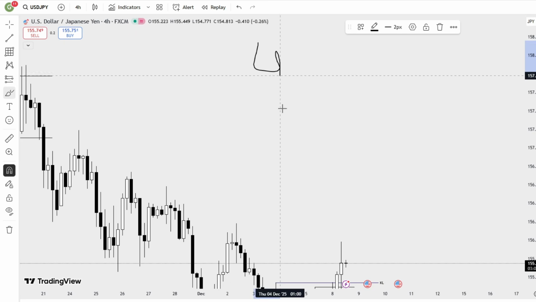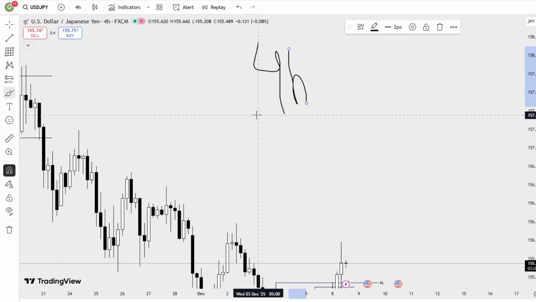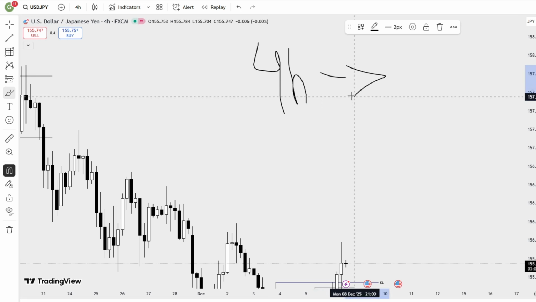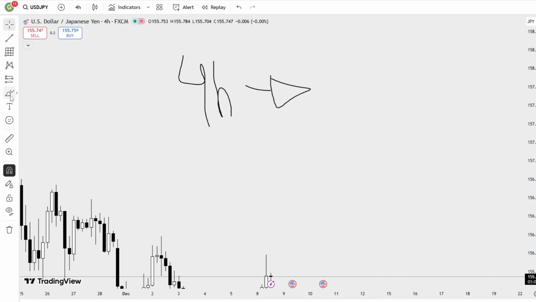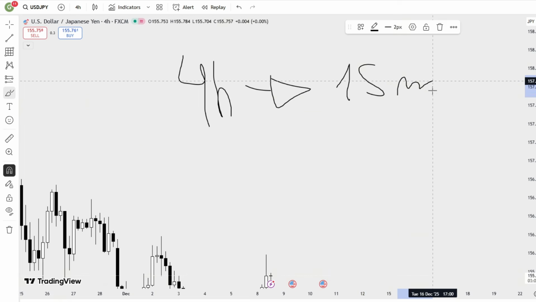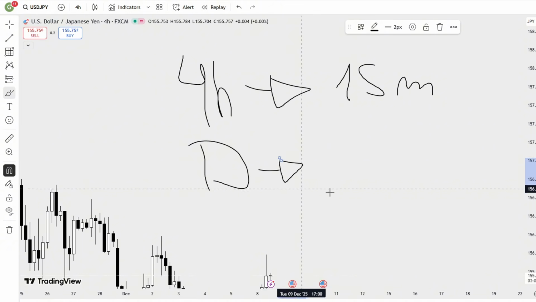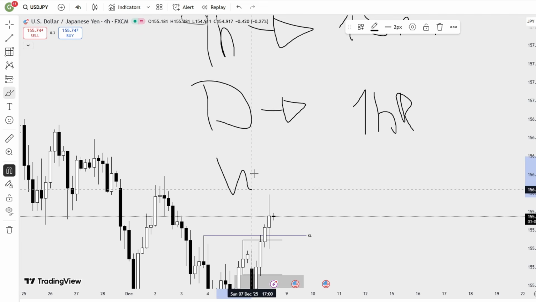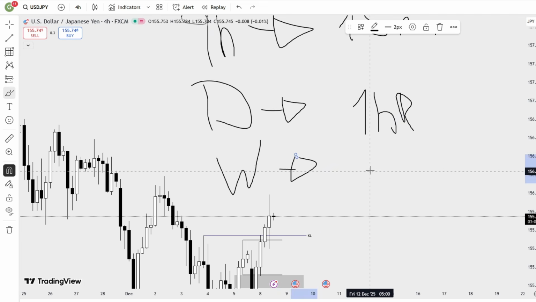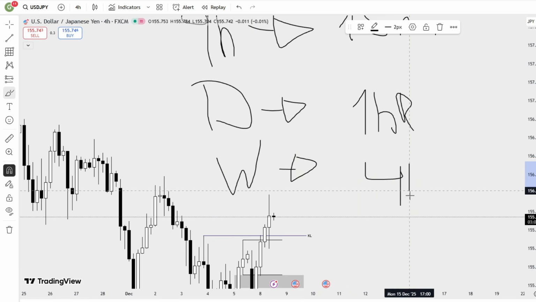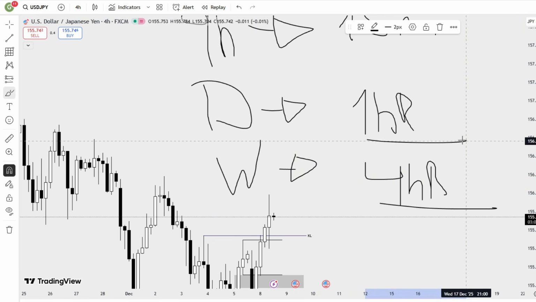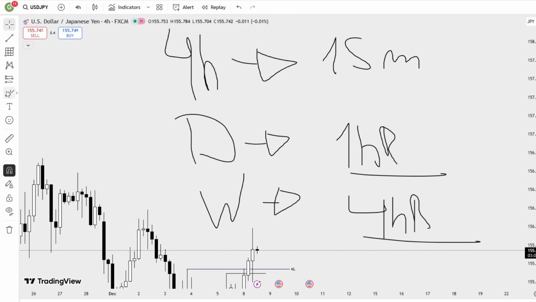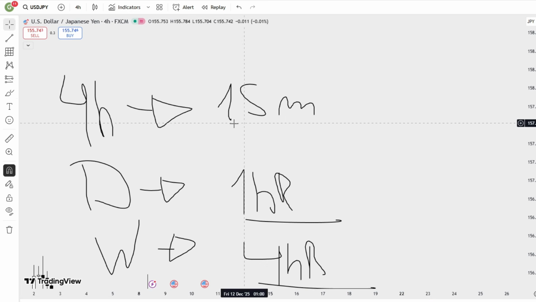For the 4-hour CRT, you're going to look at the 15-minute for a confirmation entry. In the daily CRT, you're going to look for a 1-hour confirmation entry. And for the weekly CRT, you're going to look for the 4-hour confirmation. Nothing different than this, okay?